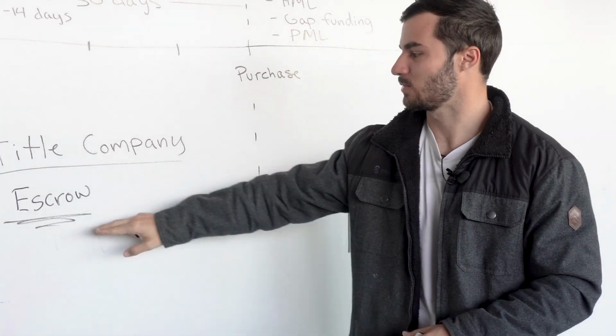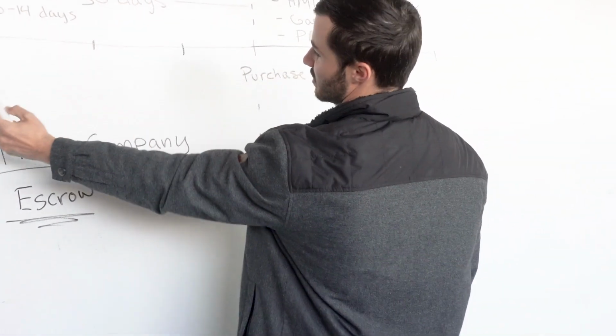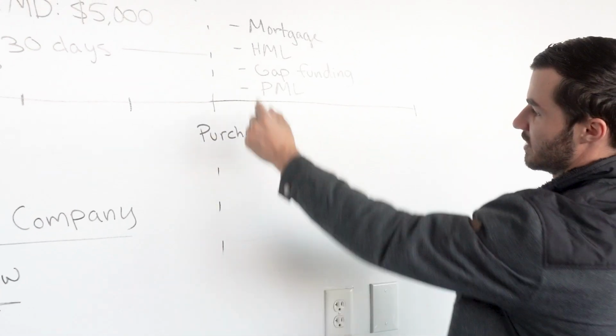Probably not, right? So that's why you send it to a third party. And this is really important because escrow exists over here in these 30 days. Over here, no escrow, right? This is after the purchase.